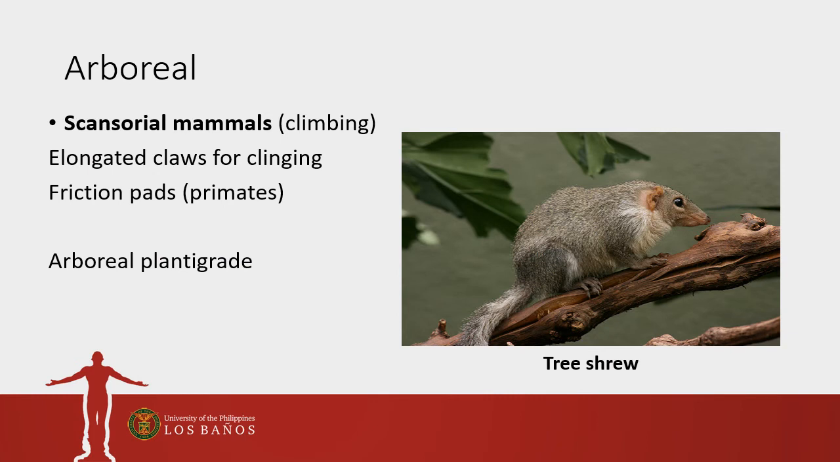Arboreal mammals are adapted for scansorial or climbing locomotion. Trees pose numerous mechanical challenges to animals moving through them, leading to a variety of anatomical, behavioral, and ecological consequences, as well as variations throughout different species. For scansorial mammals, elongated claws for clinging and friction pads are important to traverse the branches of trees safely.